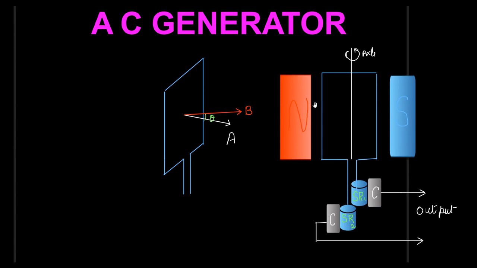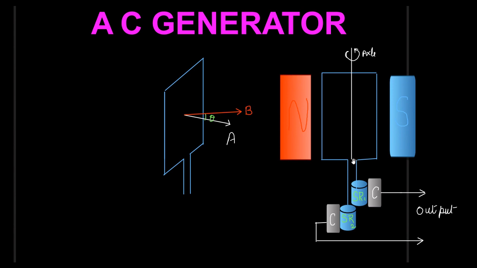An armature, which consists of a rectangular core over which copper wires are wound. The two ends of the copper wires are connected to two slip rings, SR1 and SR2. The copper wires are insulated or enameled. There are two carbon brushes, C, from where the output is taken.